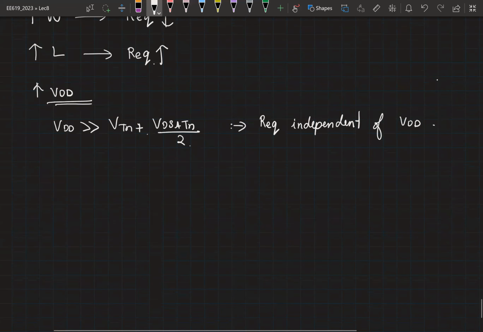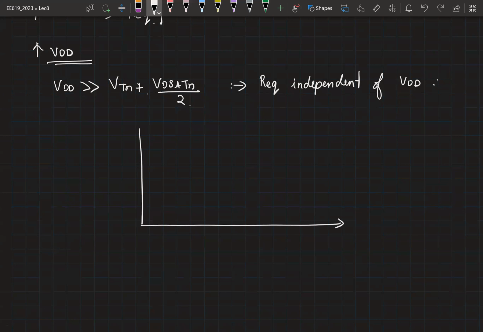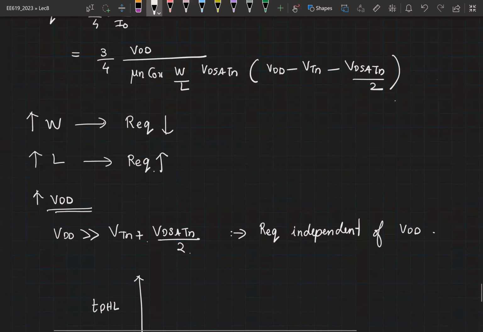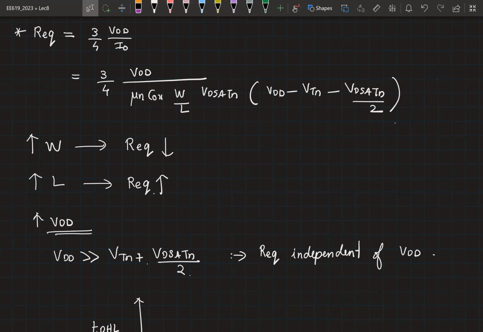Right, so if I were to make a plot, I'm going to plot TPHL versus VDD because R equivalent and TPHL are proportional to each other. So for large values of VDD, when your VDD is much greater than VTN plus VD sat n by 2, you expect to see it remaining a constant. What happens as you keep reducing VDD? Denominator can go to 0. So R equivalent will increase, right?